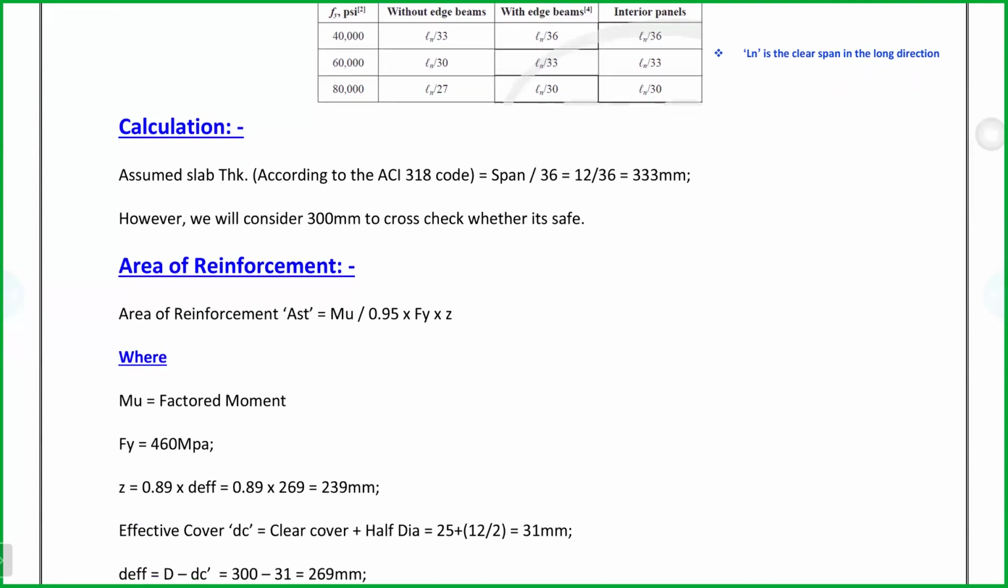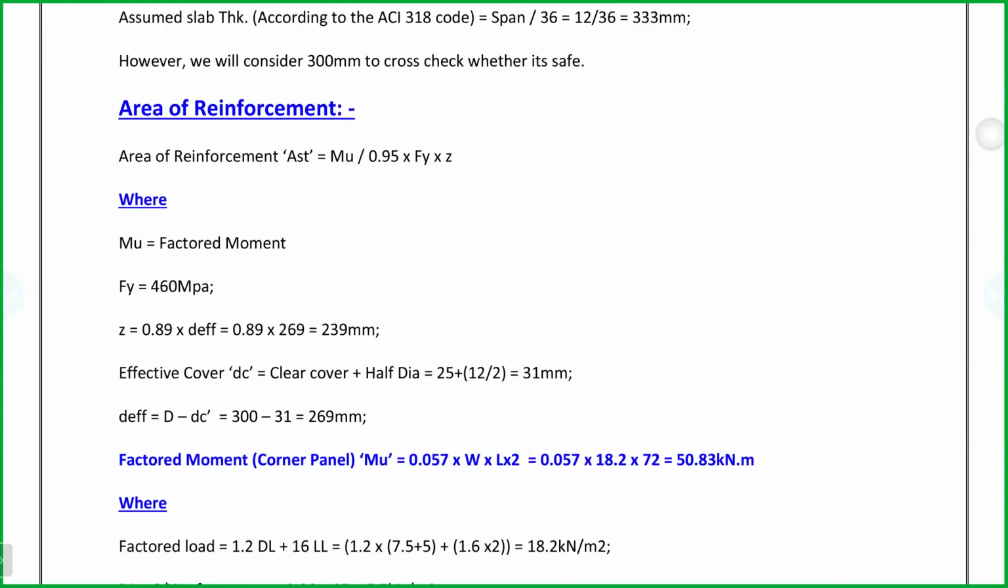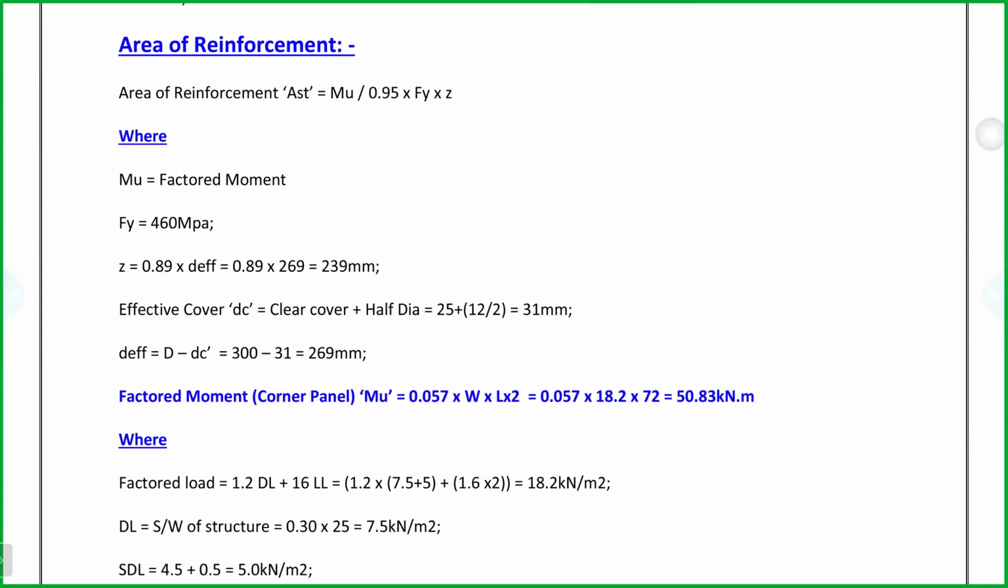So let me go for the area of reinforcement, the same equation. Moment divided by 0.95 fy Z. Z is what? Lever arm. Don't confuse. So what is this terminology? Mu is what actually, factored moment. Anything when you're going to design a structural element, you have to consider the factor of safety. That's called factored moment. Factored moment is what? When the load is multiplied with the factor of safety, it is called factored load, and from the factored load you're calculating the moment, which is called factored moment. You understand, no?